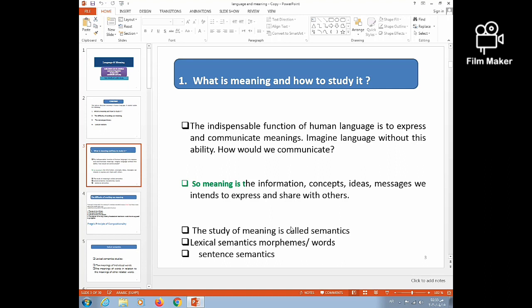And the second kind of semantics is called sentence semantics. Here we look at how grammar works in making word orders and in putting rules, illustrating or governing how words come together, and how meaning is created not only by words but by grammar, as we're going to see.